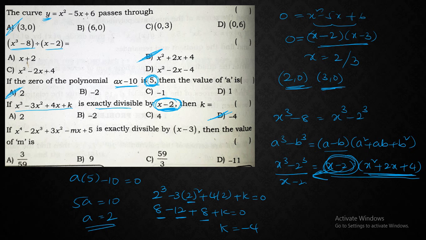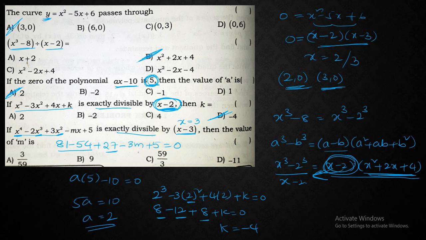Next, what he has given, so x minus 3 exactly divides this polynomial, right? So x minus 3 means I need to consider x is equal to 3. So when I consider x is equal to 3, 3 power 4 is 81. Next 3 cube, 27 2s, 54. So minus 54. 3 square is 9, 9 3s are 27. Next minus m into 3, 3m plus 5. Since it is exactly divisible, it will be equal to 0. So 81 minus 54 is 27, 27 plus 27, 54.